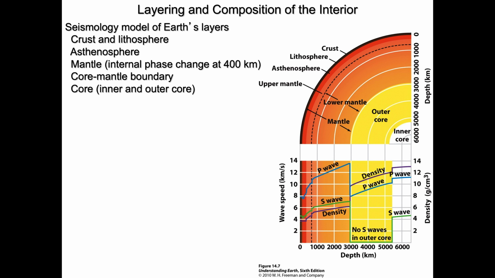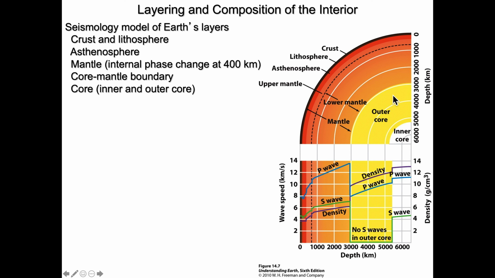Below the asthenosphere, we have the mantle that has an internal phase change at 400 kilometers, located right here. This is the boundary between the upper mantle and the lower mantle. We have the core mantle boundary, where we go from plastic to liquid. Then we have the inner outer core boundary here, where we go from liquid, high density, mostly iron and nickel, to even higher density, solid iron and nickel, predominantly in the inner core.